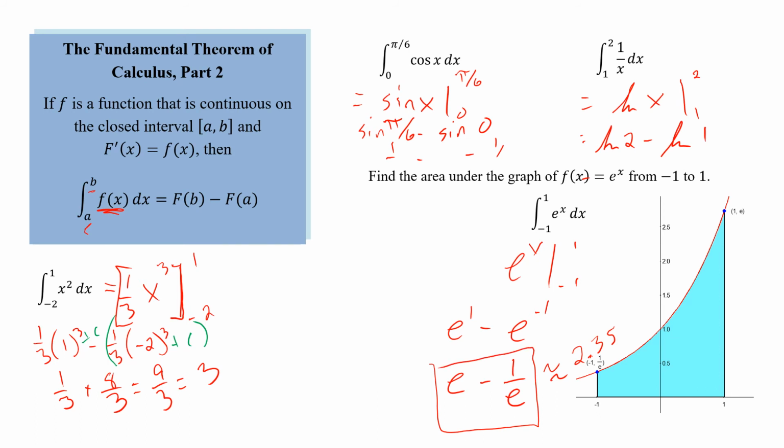We could find the approximation using the calculator. We already know how to do that. But remember, you don't always have a calculator. And sometimes the exact answer is the right answer and the approximation is the wrong answer. So those are the two parts of the fundamental theorem.